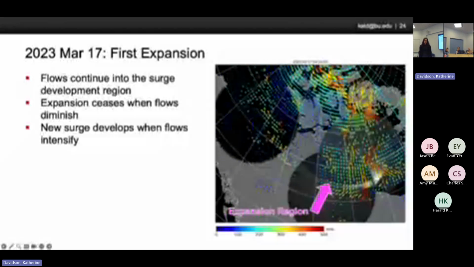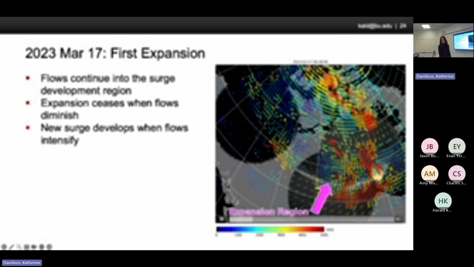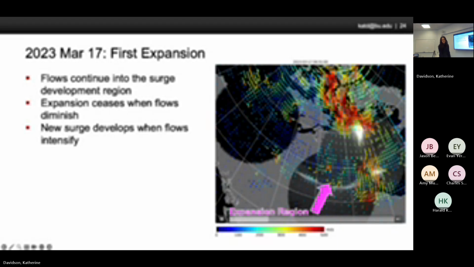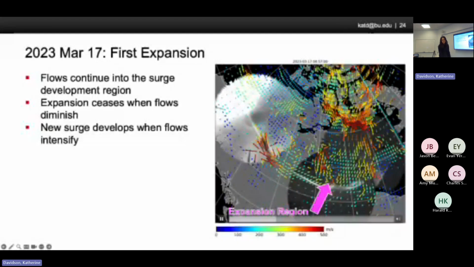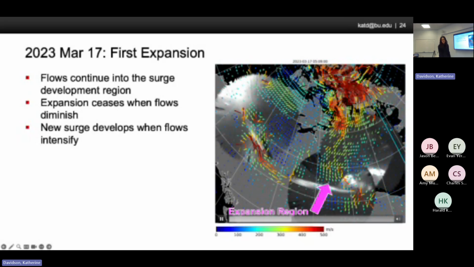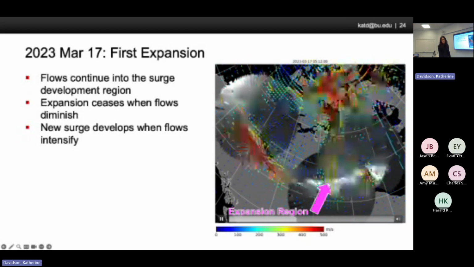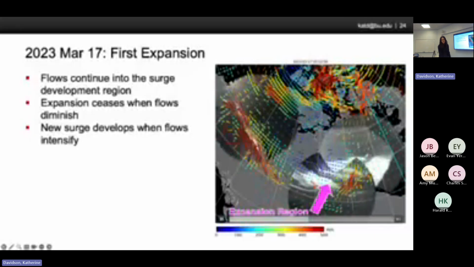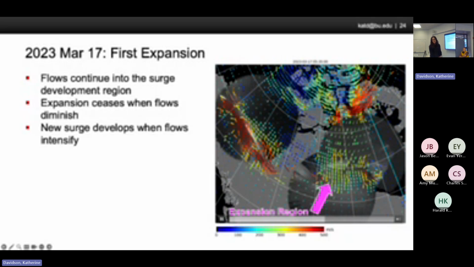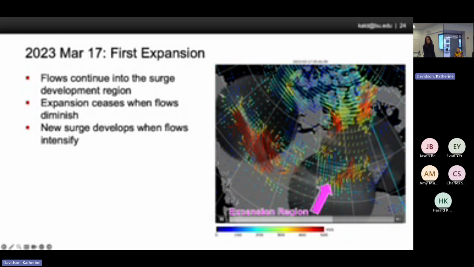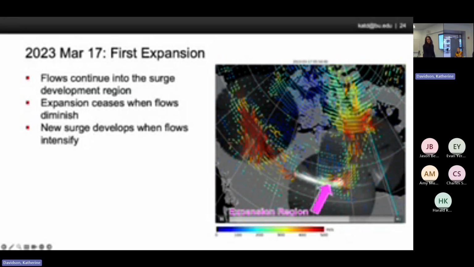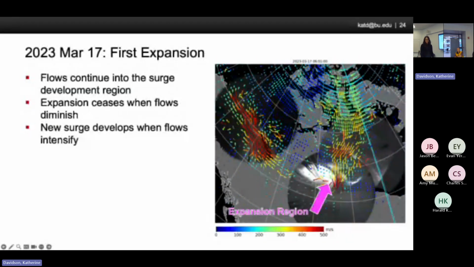So again, going back to our onset there, a little bit of nothing, while you wait for the expansion phase to start. Flows start to intensify into the expansion region. They die down a little bit, expansion stops a little bit. Flows intensify, you get a big expansion. Flows diminish, expansion diminishes. And then you get this intensification of the flows again and a re-intensification of the substorm expansion phase.